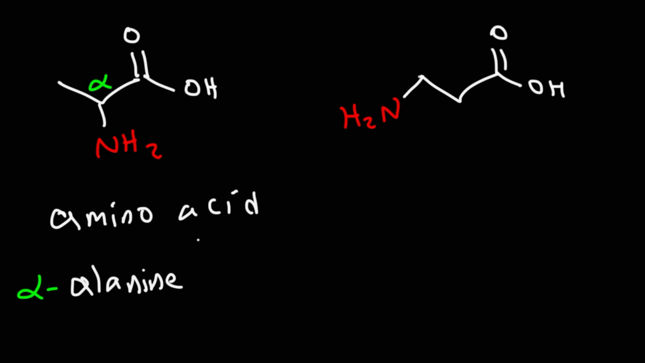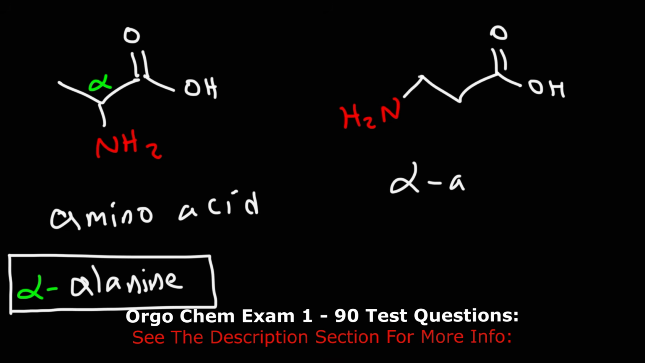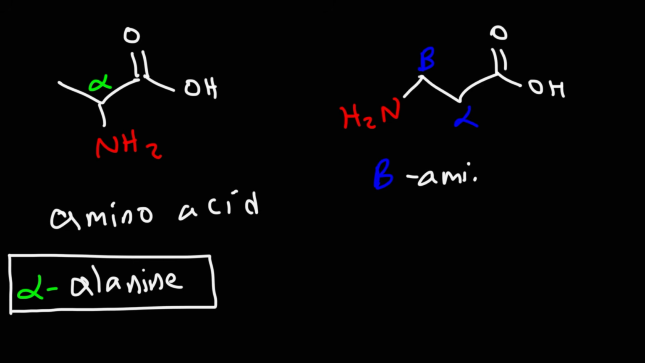Now what do you think the other one is called? By the way, the majority of amino acids out there are alpha amino acids. This one is a beta amino acid. I put alpha instead, but notice that the amino group is on a beta carbon. So it's a beta amino acid. Specifically, this is known as beta alanine.